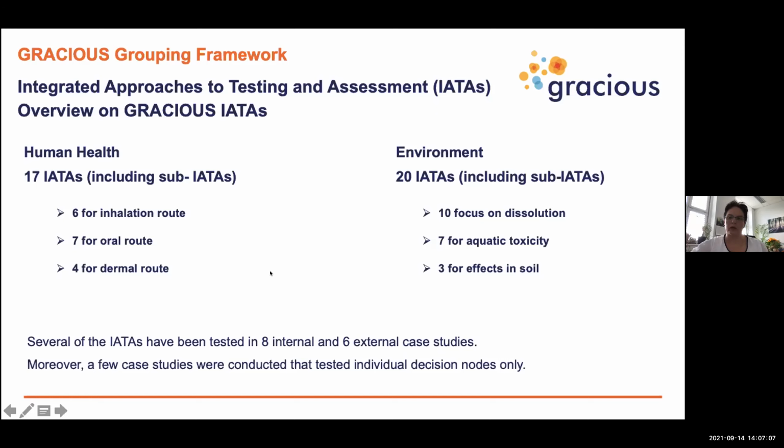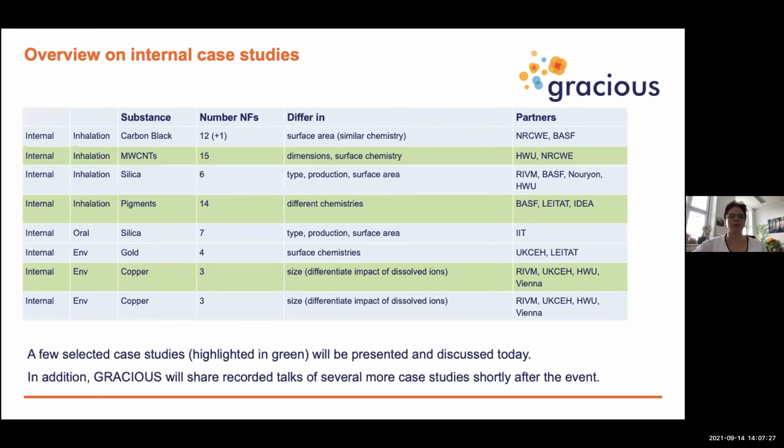Quite a number of these yatas have been tested in grouping case studies. In total, we had 8 internal case studies ongoing, but also 6 external case studies. Most of them have been testing a complete yata and a few of them an individual decision node. This is just an overview of the internal case studies that have been conducted, and those that are highlighted in green, we will have the possibility to discuss today during this meeting.